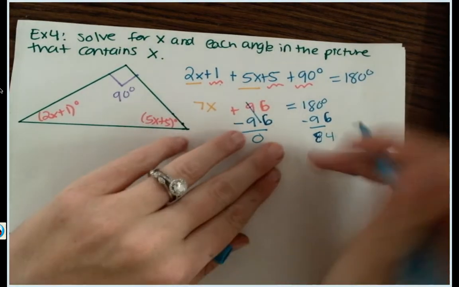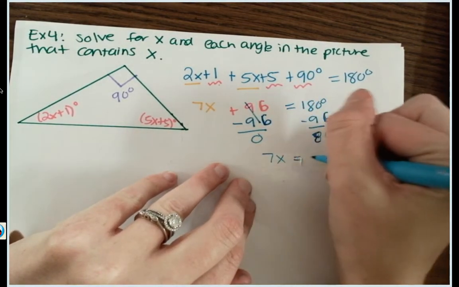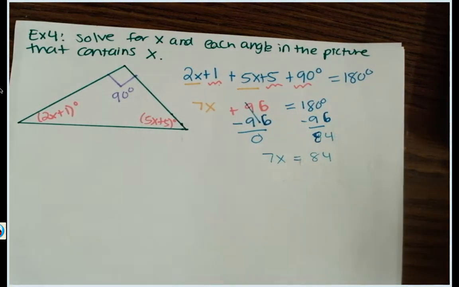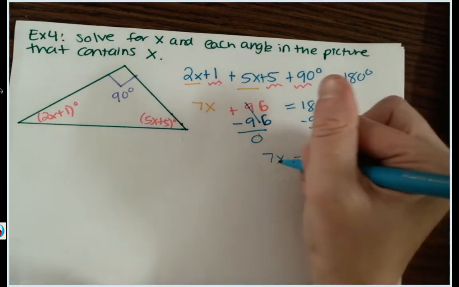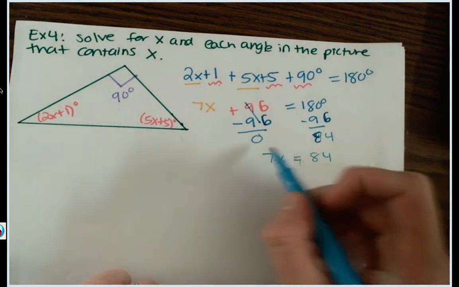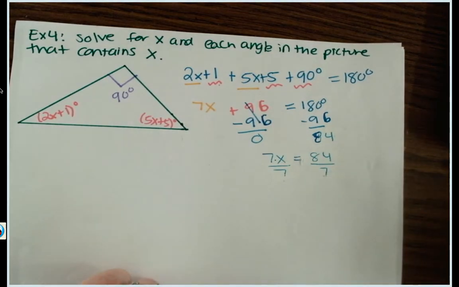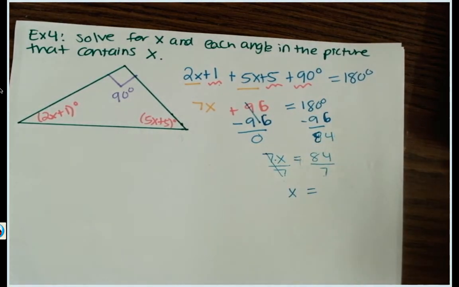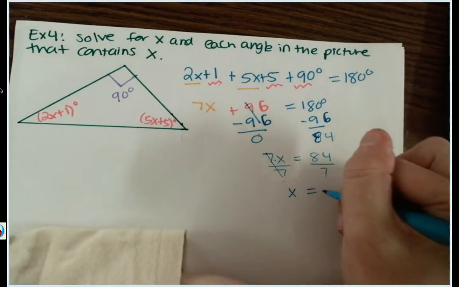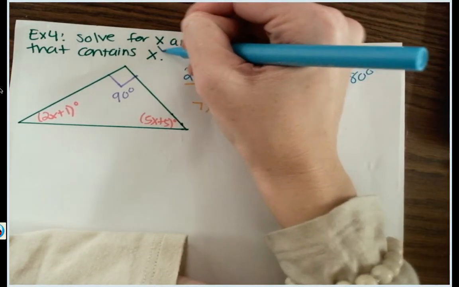Okay, so now what I currently have, I'm going to bring my 7x down. So 7x equals 84. And like I said earlier, since the 7 is secretly multiplying to the x, the way we bring that over is by dividing it on both sides. 7 divided by 7 cancels and turns to 1, and 84 divided by 7 is going to give me 12. So I know x, so I have this part done, bam.